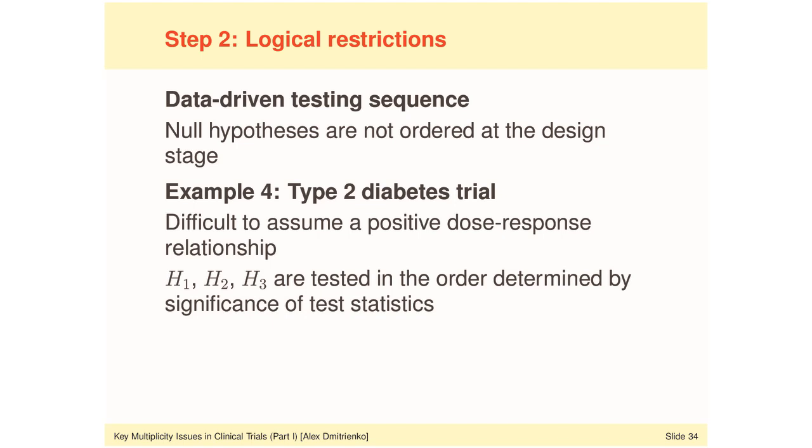So using example 4, it is difficult to assume a positive dose-response relationship. In other words, it is risky to assume that the largest effect size will be observed at the highest dose, or dose 1, and then the effect size will decrease as we step down to the medium dose and then to the last dose. With this prior information, it makes more sense to let the 3 null hypotheses H1, H2, and H3 be tested in the order determined by the significance of the hypothesis test statistics, as will be shown on the next slide.